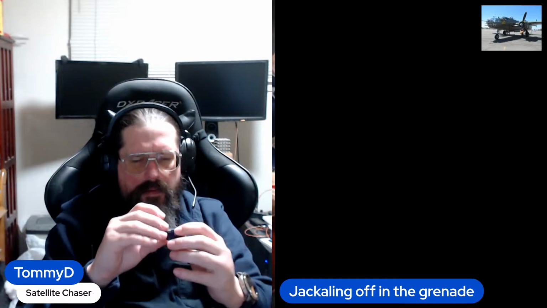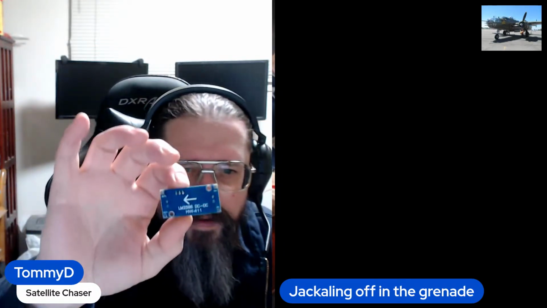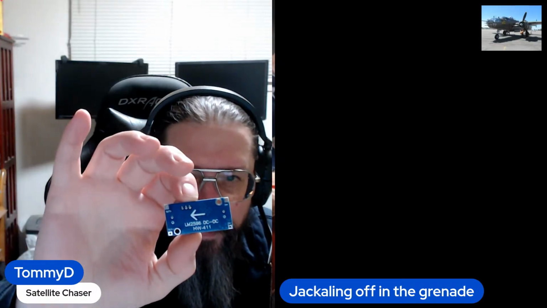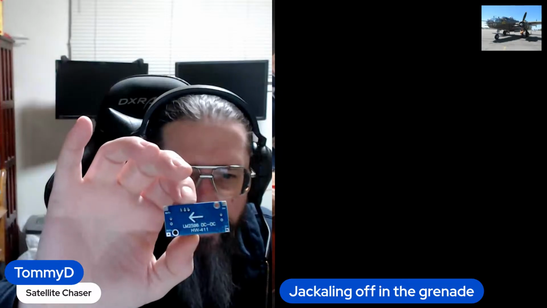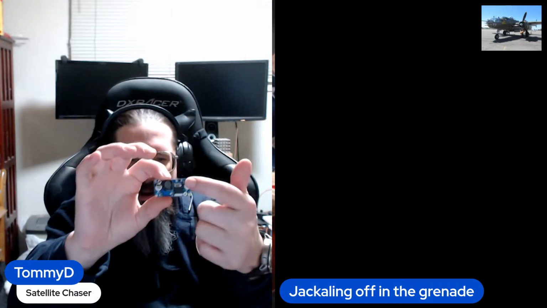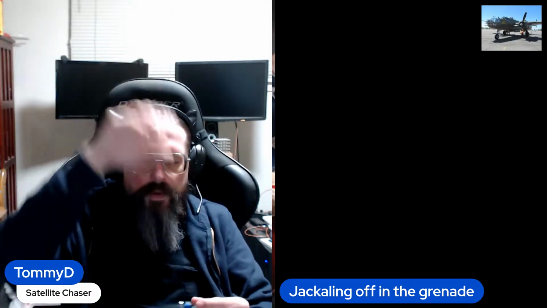This one, I don't remember if this is the buck converter or if this is the up converter. I think this is the one that'll do any of them. I've got a different one too. But they've got a bunch of components on them that drop the voltage down or raise the voltage up. Buck converter drops it down.